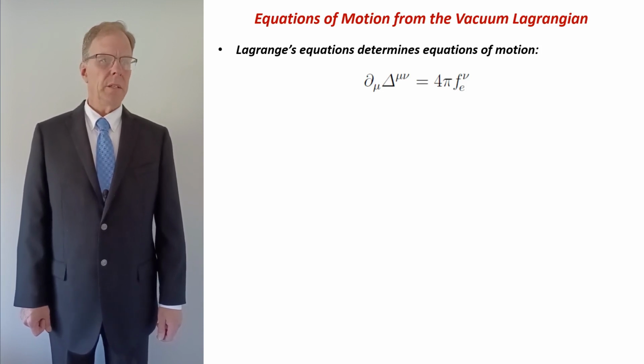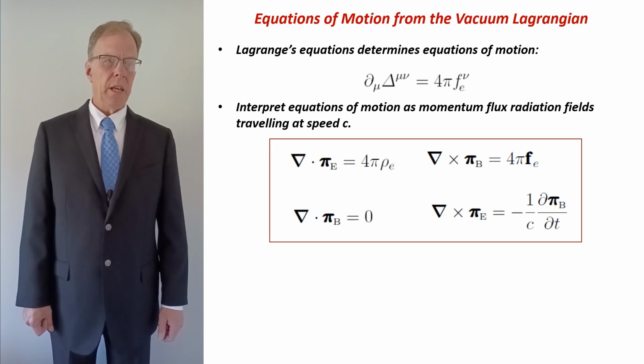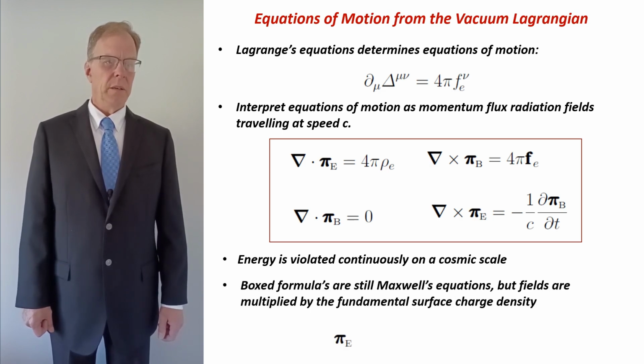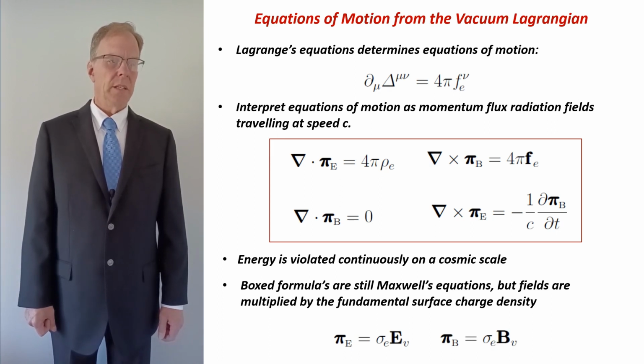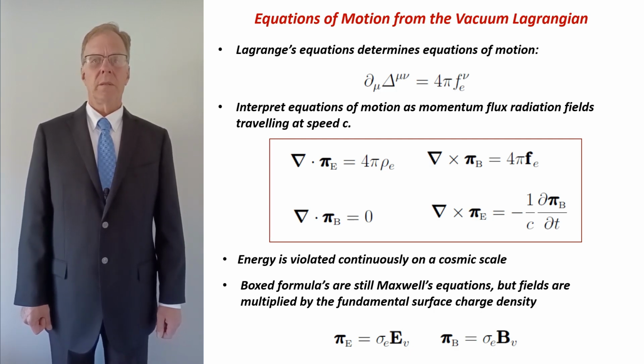This set of equations is still Maxwell's equations, except that in this new interpretation, the velocity fields are now momentum flux fields pi sub e and pi sub b, moving at the speed of light. The magnetic flux field still circles around the particle, but the electric flux radiates outward, representing a violation of conservation of energy on a cosmic scale. To be clear, the fields in the red box are nothing more than Maxwell fields, E and B, except multiplied by a fundamental constant with units of surface charge density. The vacuum gauge electron shines like everything else in the universe.